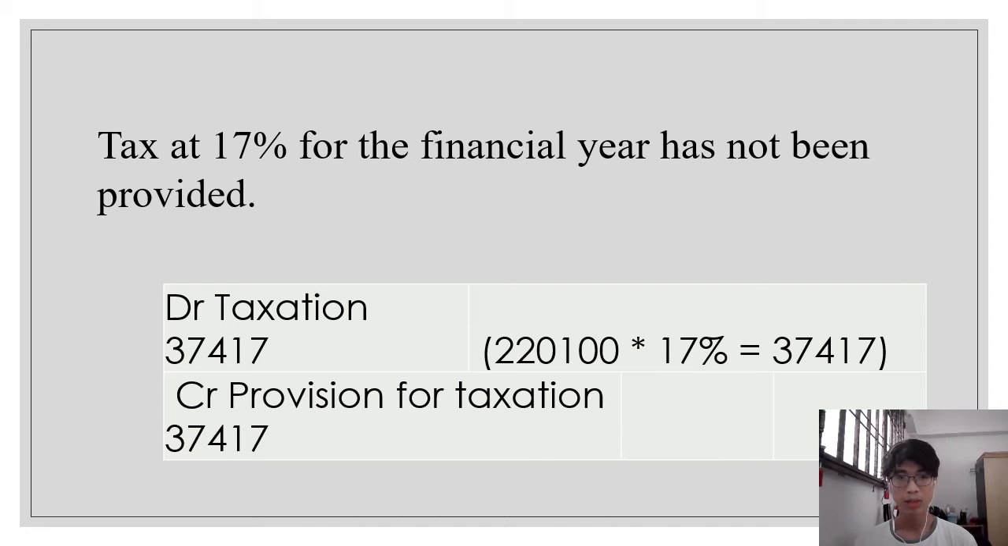Next, the question reads that tax at 17% for the financial year has not been provided. As such, taxation is sort of like an expense. So we have to debit taxation 37,417, which is 220,100 times 17%, which is equal to that amount.